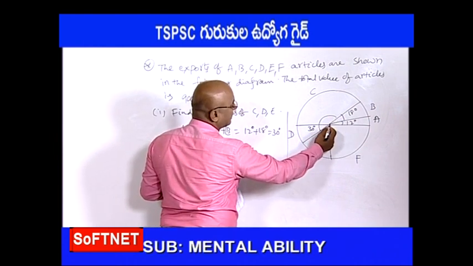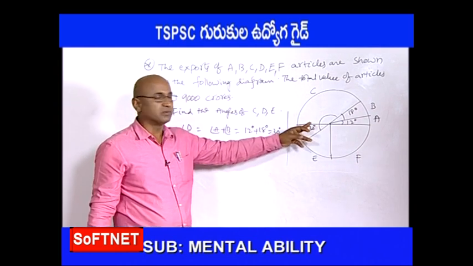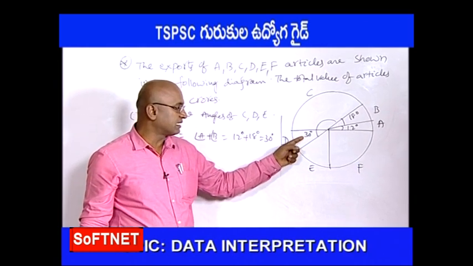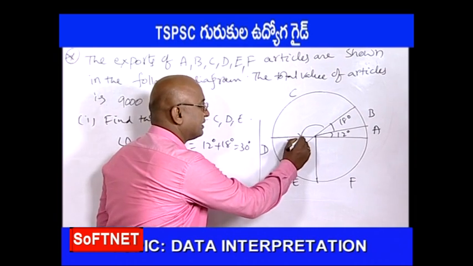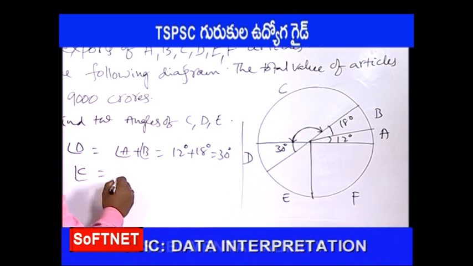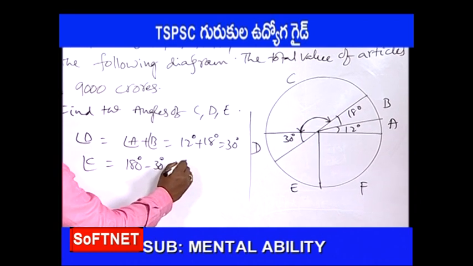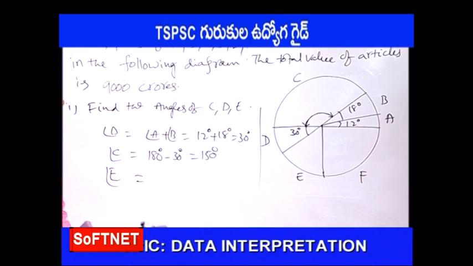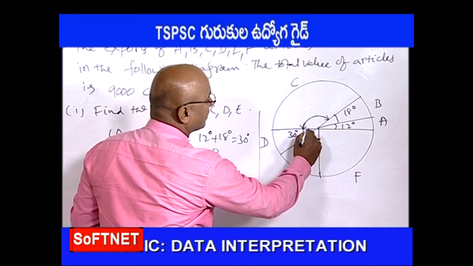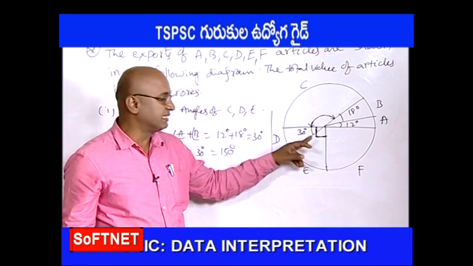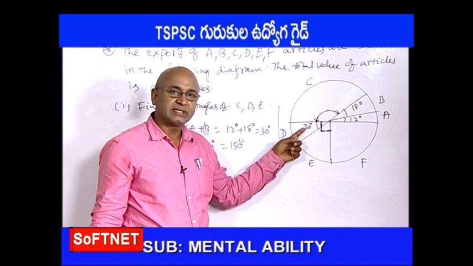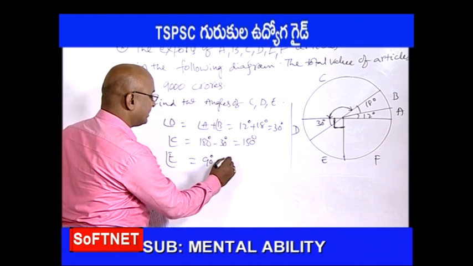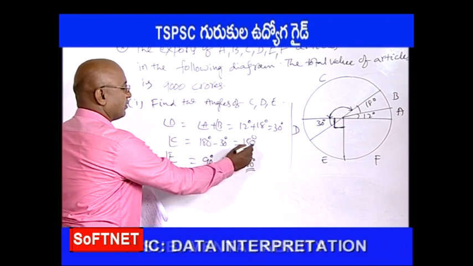The total angle in a half circle is 180 degrees, 360 by 2, that is equal to 180 degrees. Now the total angle is 180 and this value is 30. If you subtract this 30 from 180, you will get the value of C. So angle C is equal to 180 degrees minus 30 degrees, that is equal to 150 degrees. And angle E is equal to 90 degrees, the angle in a quarter circle. Out of 90 degrees, D comprises around 30 degrees. Now the remaining angle E is equal to 90 degrees minus 30 degrees, that is equal to 60 degrees.